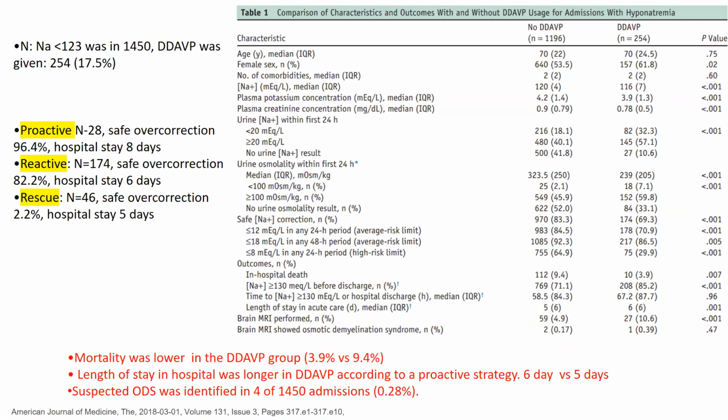If you see at the bottom, mortality was lower in the group that got DDAVP, 3.9 versus 9.4. The length of stay was longer when the patient got the DDAVP, 6 days versus 5 days. And most of the longer-stay patients were the proactive ones, meaning they got the DDAVP before intervention. It was 28 patients, and the length of stay was 8 days for those patients.